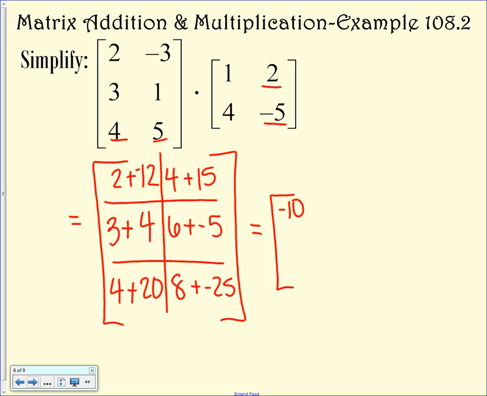And then we're going to have 19, 7, 1, 24, and then negative 17. So this would be our answer here.